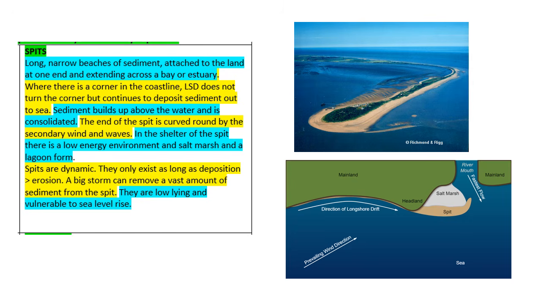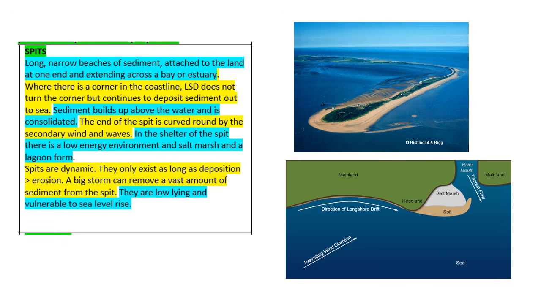The end of the spit gets hooked round by the secondary wind and waves and through the flow of the river, stopping the sediment getting any further way across. In the shelter of the spit, you get low energy, so you get salt marsh and you get a lagoon forming there.